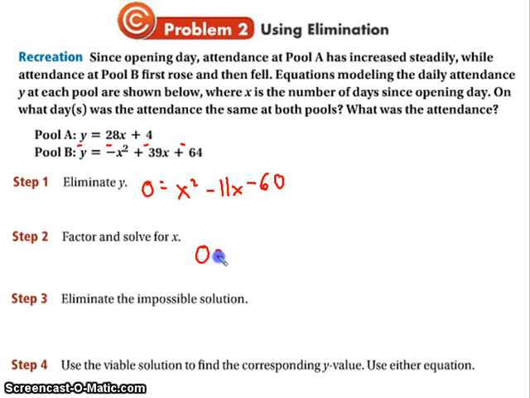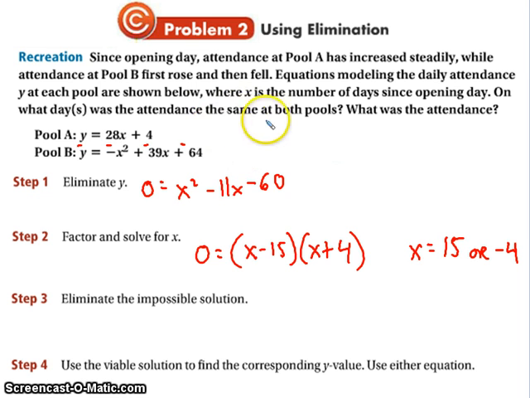Now we notice that this can be factored. So this becomes (x - 15)(x + 4). Okay? It's solve for x. So that means x is equal to 15 or -4. Well, what we're doing is we're looking for the days on which the attendance is the same. So at -4 days, it's the same? No. That doesn't make sense. So to eliminate the impossible solution means to get rid of the -4. Okay? And then this is what x is.